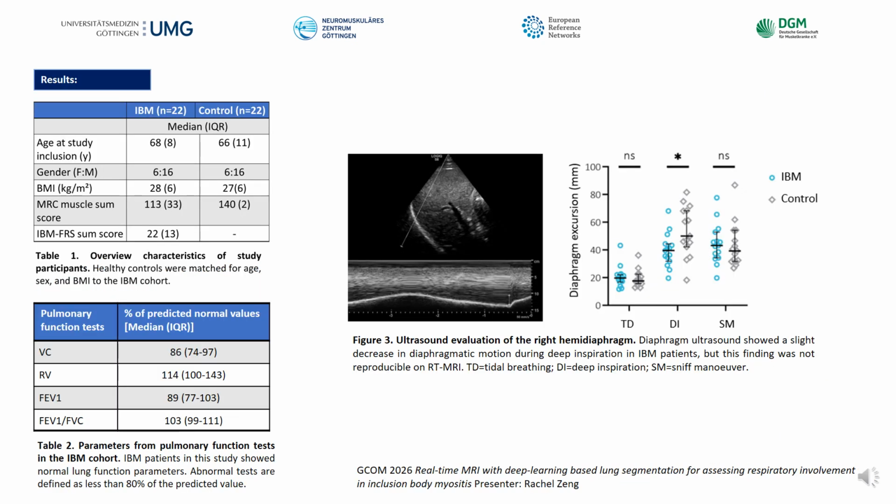We recruited 22 patients with IBM and 22 patients as healthy controls. The controls were matched by age, gender, and BMI to the IBM cohort. In the pulmonary function test, our IBM cohort showed normal lung function parameters, so there was no sign for any restrictive ventilatory impairment. The ultrasound of the hemidiaphragm showed a slight decrease in diaphragmatic motion during deep inspiration in IBM patients, but this finding was not reproducible on real-time MRI.